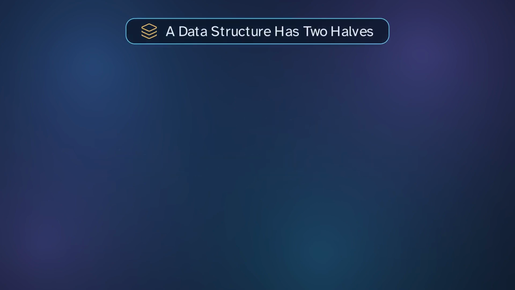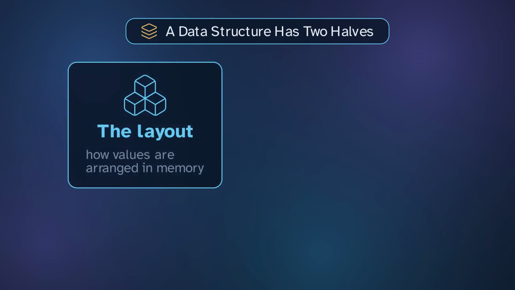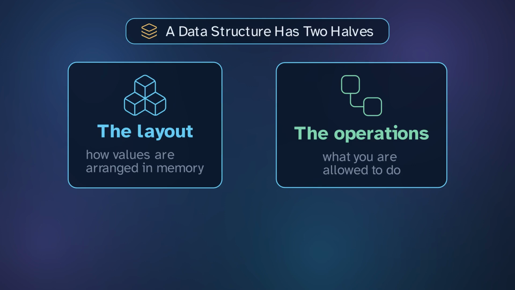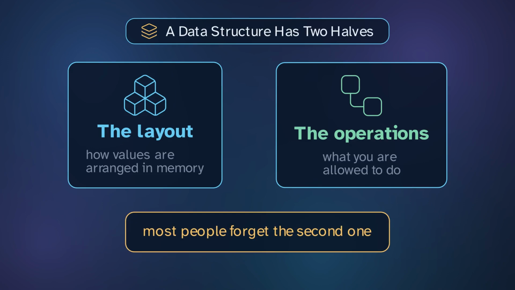So we have data and we have somewhere to put it. Now we can define the thing this course is named after. A data structure has 2 halves. The first half is the layout, how the values are arranged in memory. The second half is the set of operations, what you are allowed to do with them. Both halves matter and most people forget the second one.